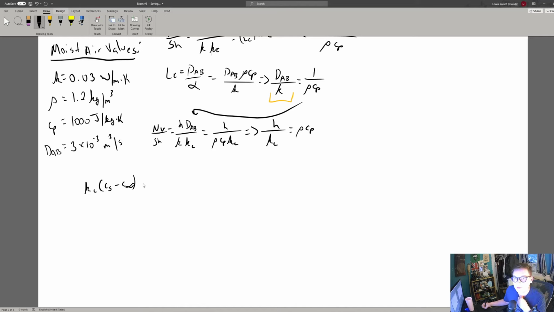So we set that equal to the convective heat transfer equation. So we have the heat transfer coefficient times the difference between the temperature in the atmosphere minus the temperature at the surface. And you have it in this orientation because the temperature is going to be higher in the environment than it will be at the surface of the wet bulb.